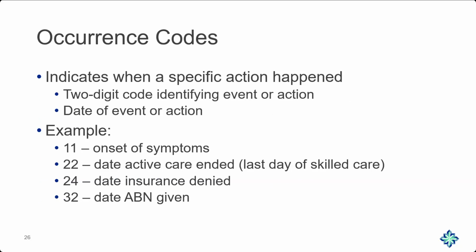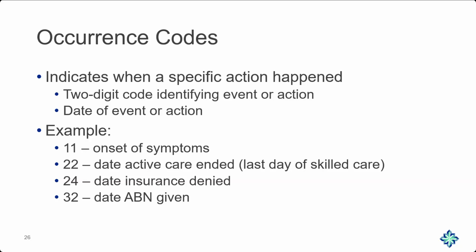So as we explore a few of these in greater detail, let's look at occurrence codes. They indicate when a specific action happened. So it's a 2-digit code that identifies an event or an action, and it includes the date of that event or action. Examples of this might be 11, which indicates the date or the onset of the symptoms. That's used on outpatient rehabilitation services, among others.